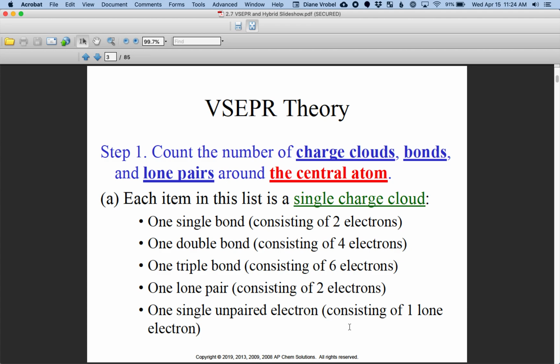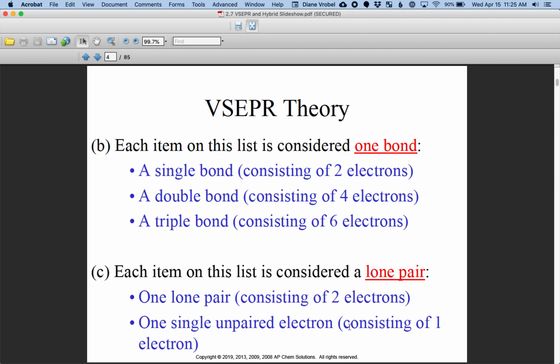Notice if you have a single charge cloud, we're talking about a single bond with two electrons within it. Now, if you see a double bond or a triple bond, we're going to count that as a single charge cloud. Even though they're sharing more electrons, it doesn't mean that they're multiplied by that number of electrons. So all of these items fall under a single charge cloud, and you need to be careful with that. So we count a single, double, or triple bond all the same way, even though they're sharing different numbers of electrons.